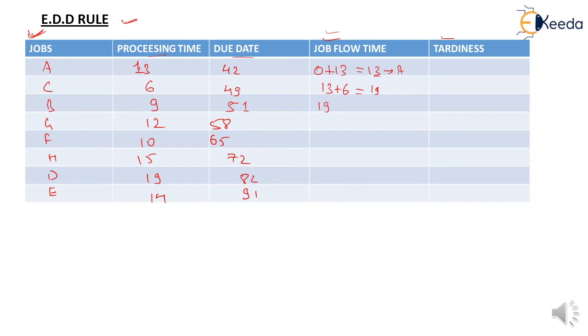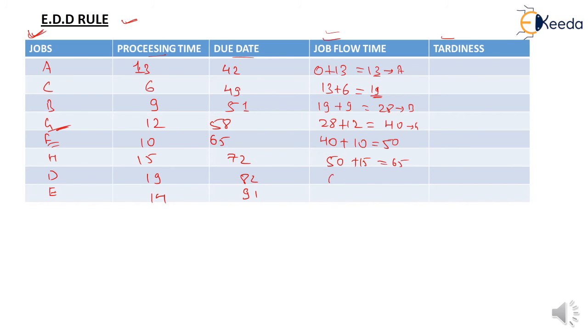Similarly after 19 minutes our machine is free, then add the processing time. To this 19 add the processing time, so we calculate 28 as the job flow time for B. After 28 minutes our machine is free, and insert the G job, and the processing time of G is 12, and calculate this. So 40 is the job flow time for G. After 40 minutes our machine is free, and insert the F job, and the processing time of F is 10, so 50 is the job flow time for F. Similarly for H, 50 plus 15 is the processing time, so 65.